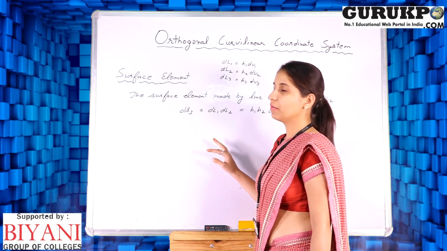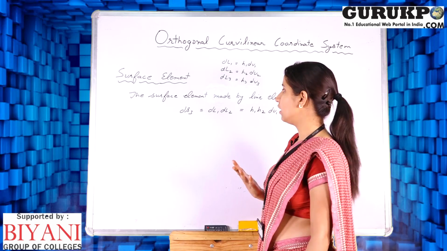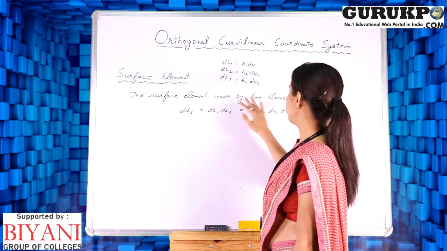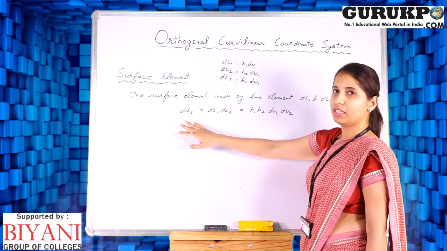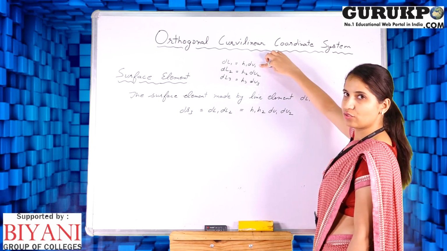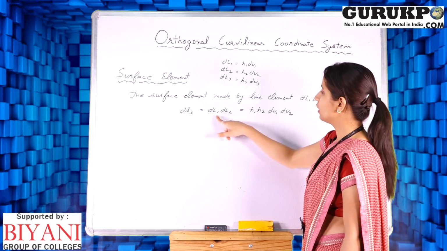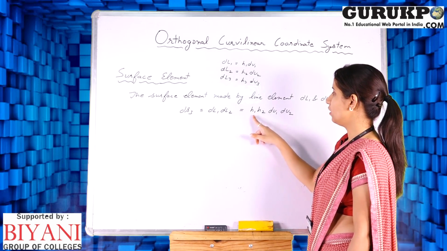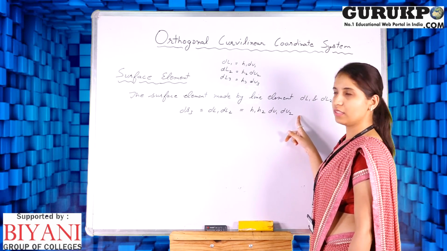Next is surface element. We will have three surface elements, ds1, ds2 and ds3. The surface element made by the line elements dl1 and dl2 is given by ds3. By using these values, dl1 is h1 du1 and dl2 is h2 du2. So putting these values here, you will get h1 h2 du1 du2. So this is the surface element ds3.